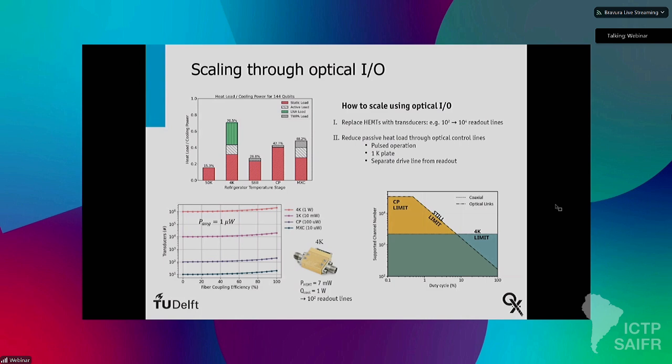So this is really promising in both directions for the passive heat load as well as for replacing HEMTs to increase the number of qubits inside the system.